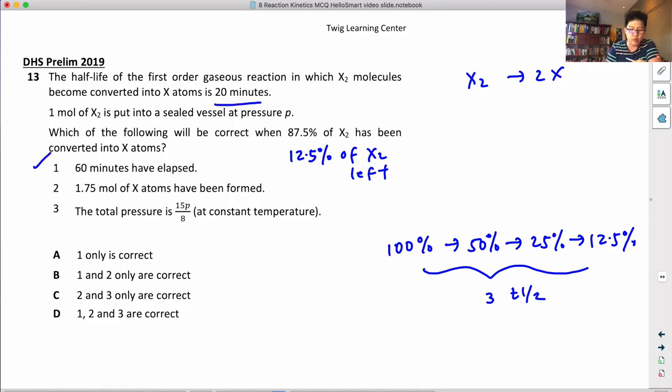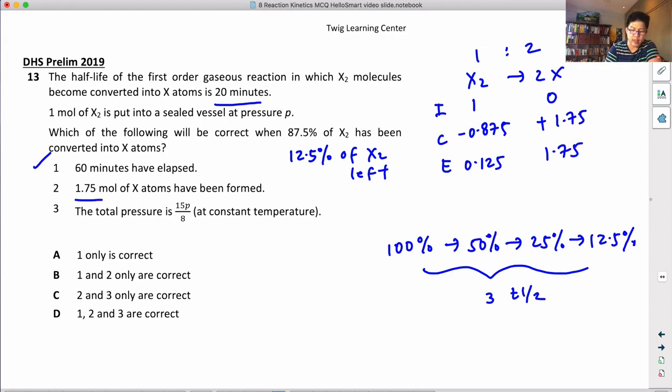1.75 moles of X atoms has been formed. Let's check if it is correct. This is ICE. Initially 1, 0. In the end, since you have 12.5% left, we put 0.125 moles left, because you started with 1. So this one will be minus 0.875. This one is plus, and you must multiply by 2 because the ratio is 1:2. So it's going to be 1.75. In the end, 1.75 moles of X atoms had been formed.